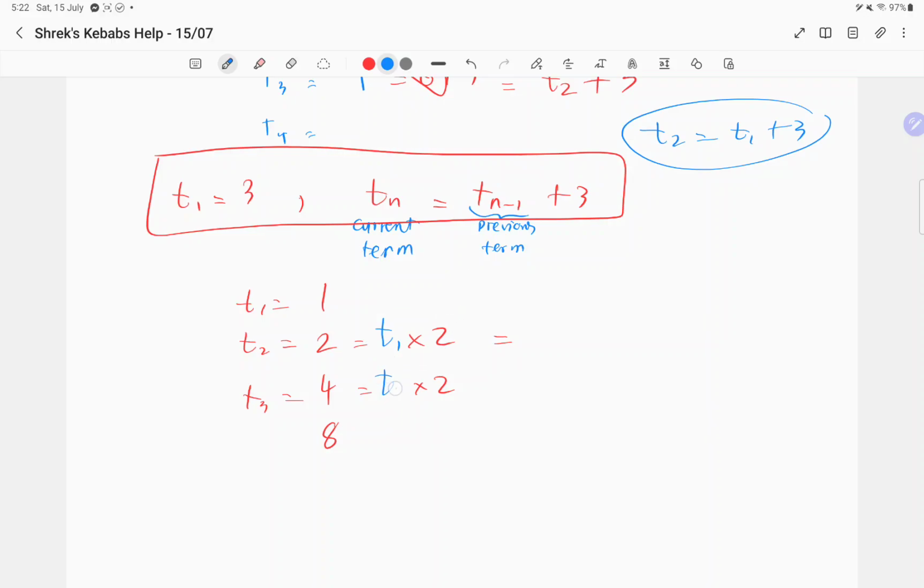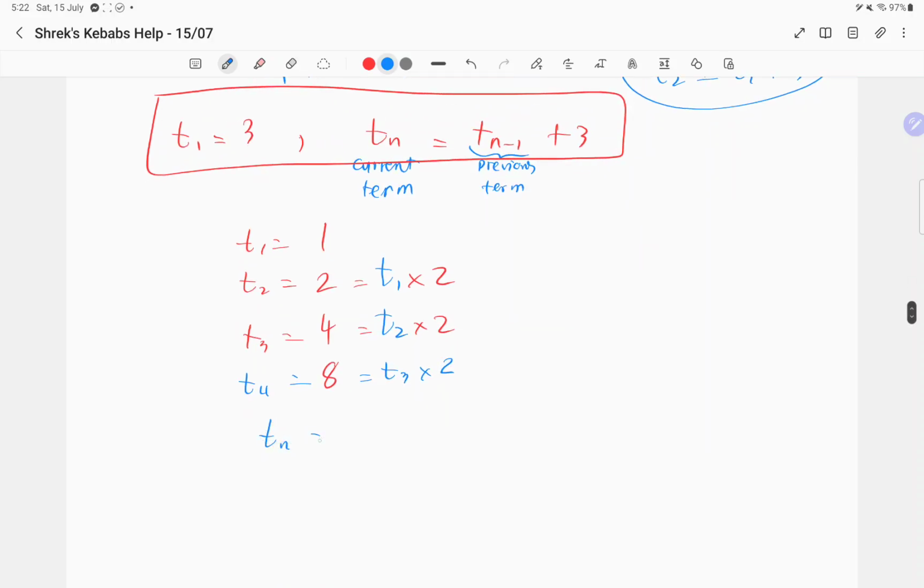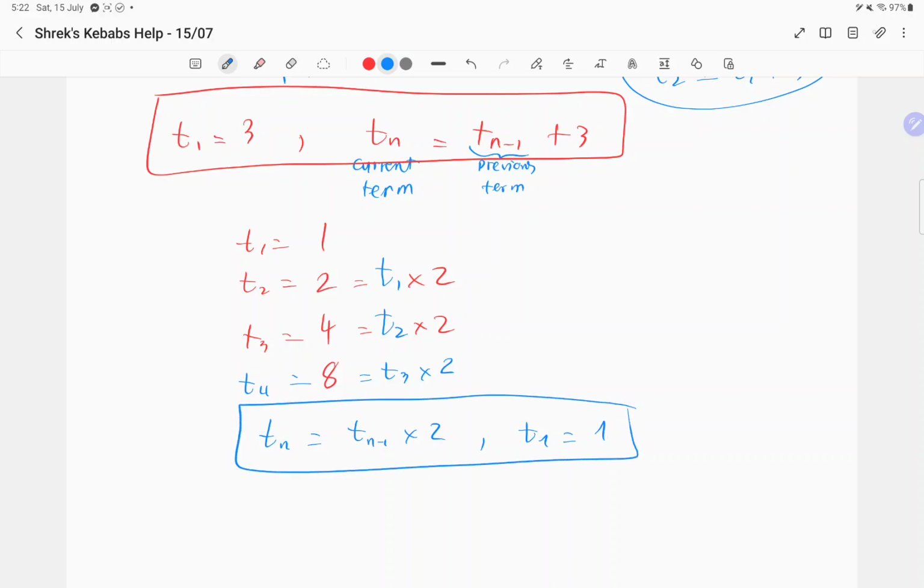Then term 3 would be term 2, which is 2, times 2, which is 4. Then term 4 is 8, so it's the same as term 3 times 2 again, which means that the current term, Tn, is equal to the previous term times 2, where the first term is equal to 1. That's the pattern for question 2b.